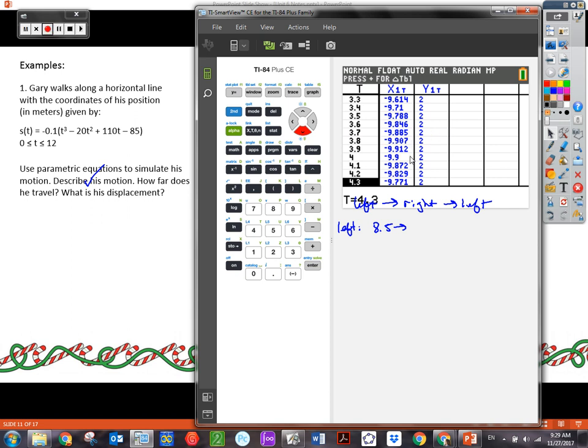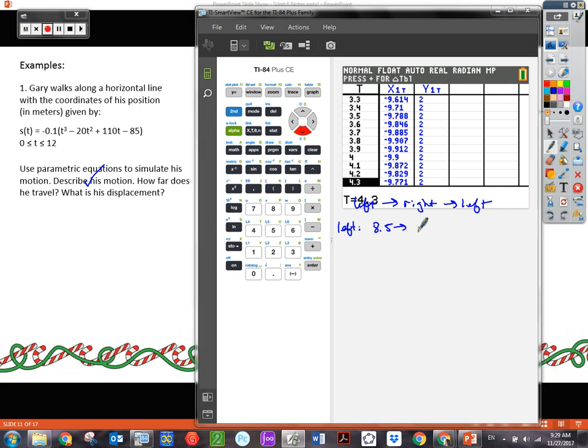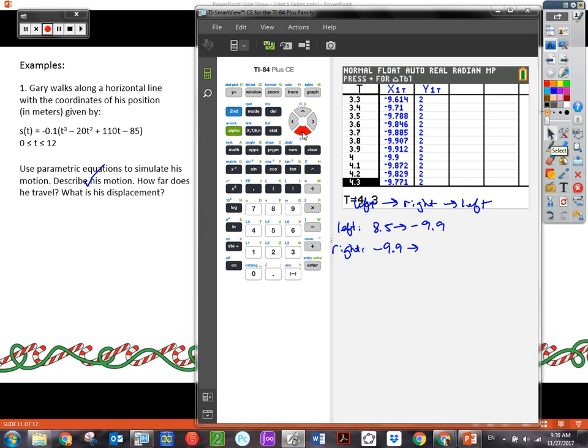So he goes left until position of -9.9. Okay, so he was at 8.5 on the x-axis, then he moved to -9.9. So now he's going to start moving right. He's going to start at -9.9, right, that's where he's starting. He's starting where he ended. And let's just keep scrolling down.